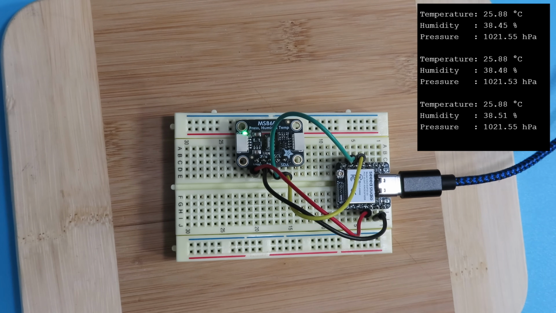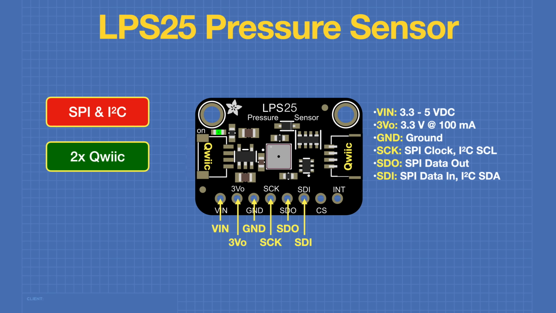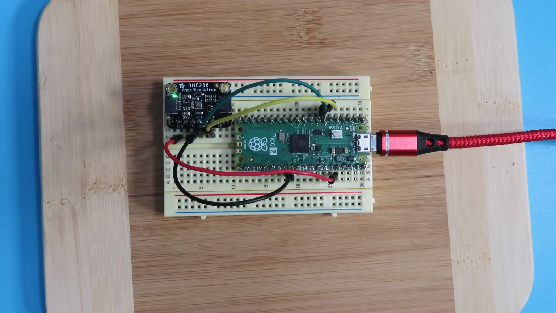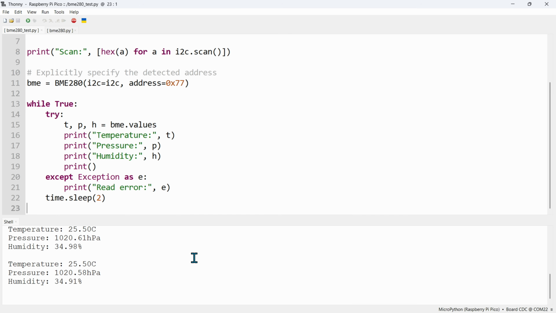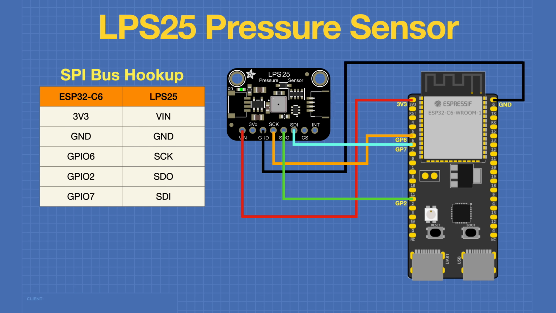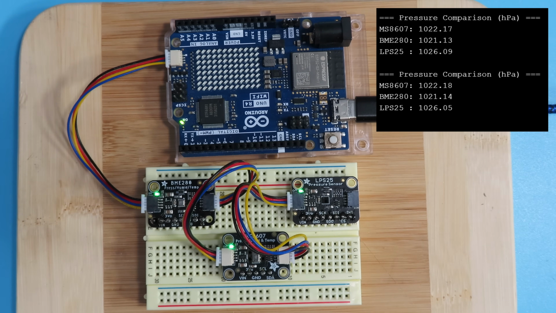Today in the workshop, we're testing 3 air pressure sensors. You'll see how to use these sensors with 3 different microcontrollers and how to program them in C++ and MicroPython. We'll also run them together to see how they compare. We're feeling the pressure today, so welcome to the workshop.